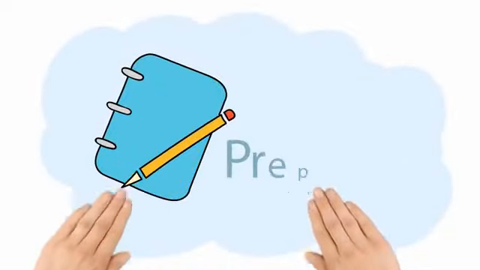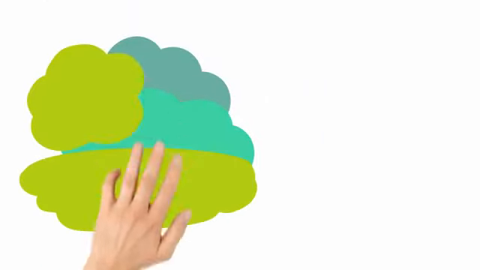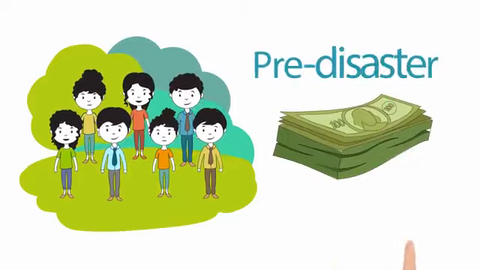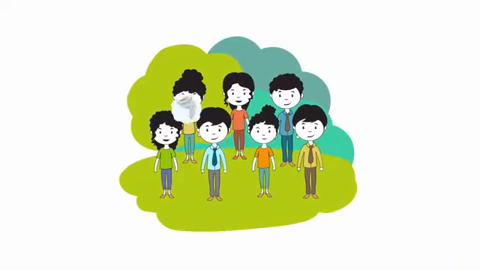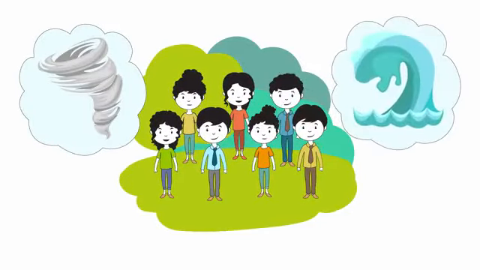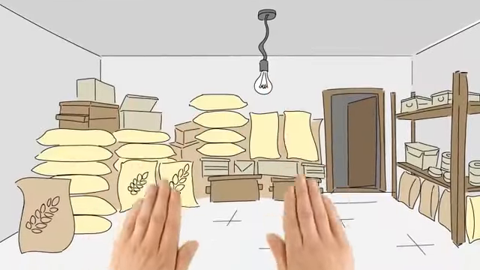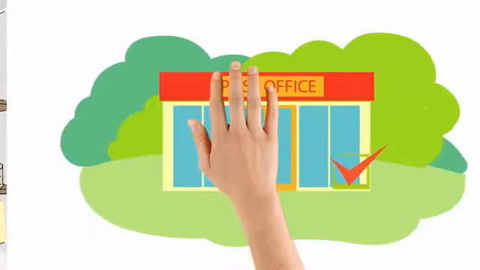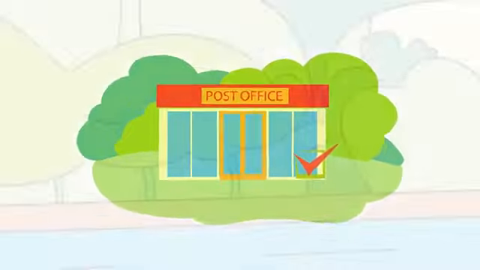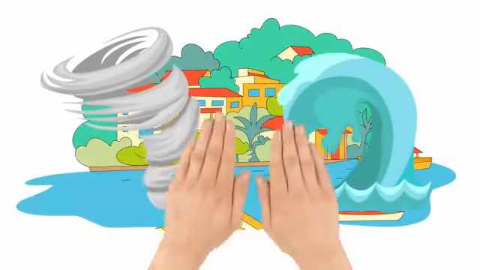3. Preparing. After Mia and her community protect themselves with ex-ante financing, they need to prepare themselves for the natural hazards. They can do this by stockpiling food and water in case of an emergency and making sure that they have a safe place to go should a flood or hurricane come their way.